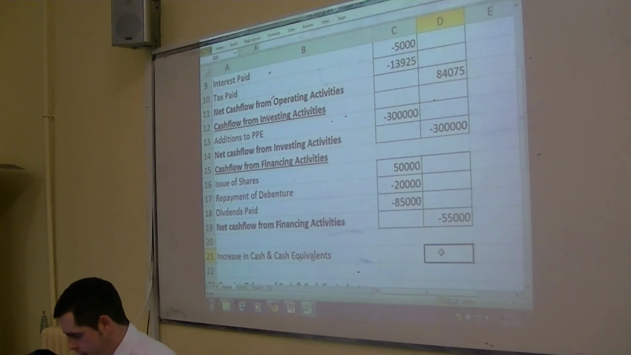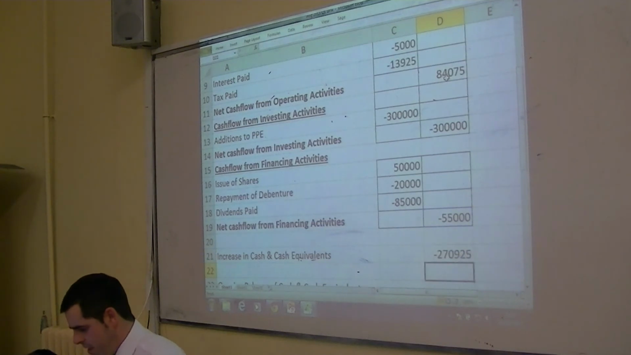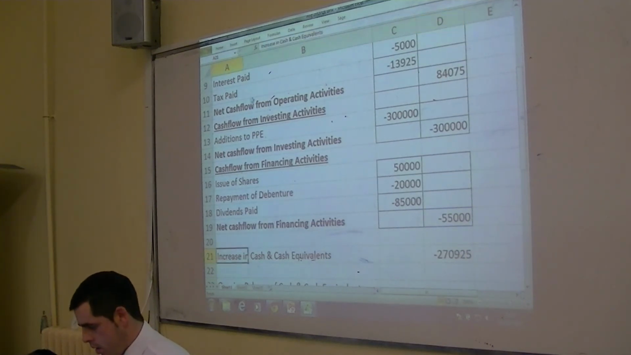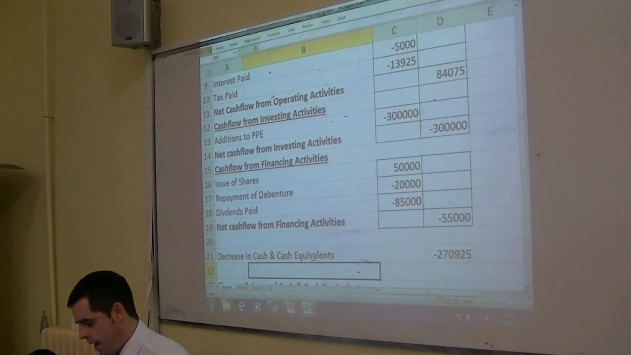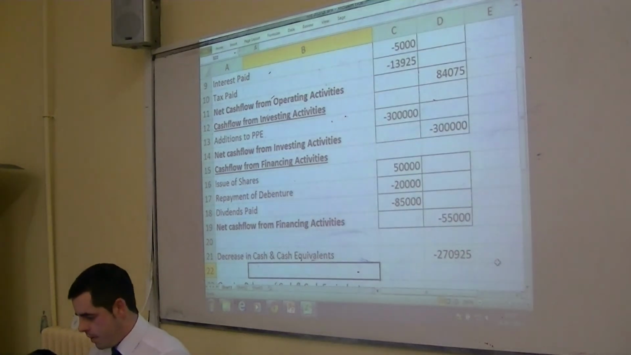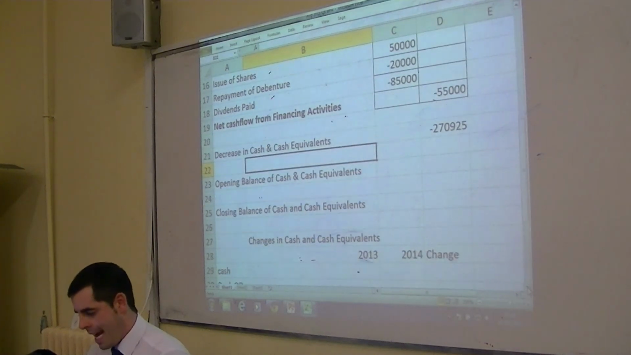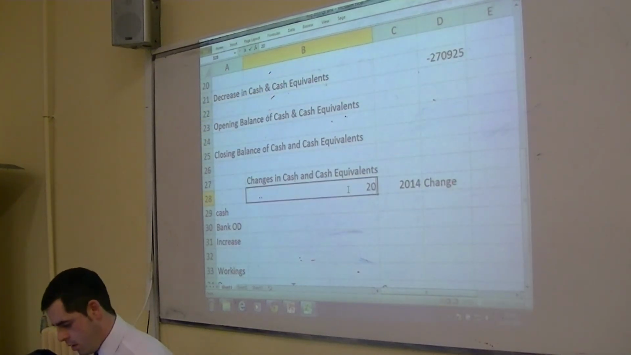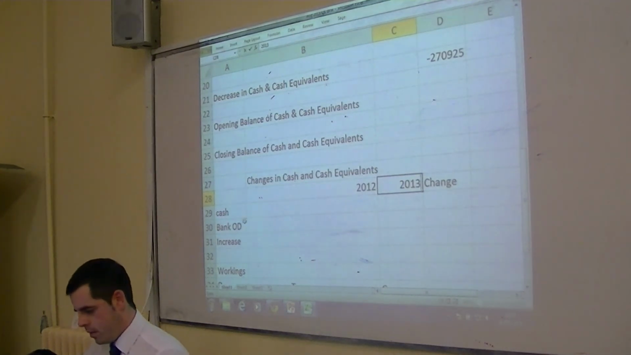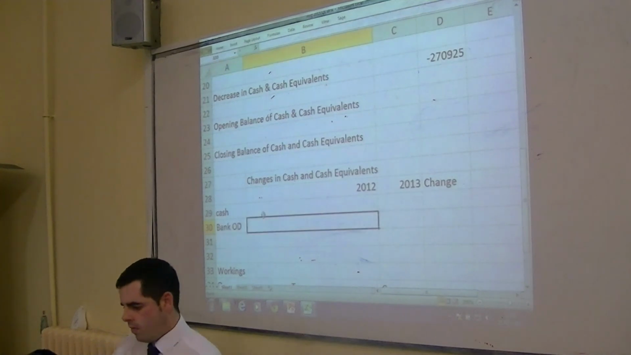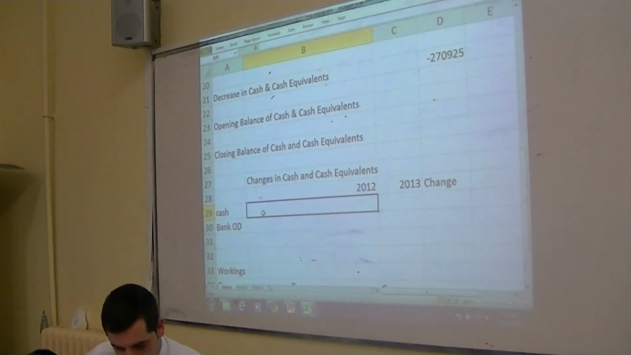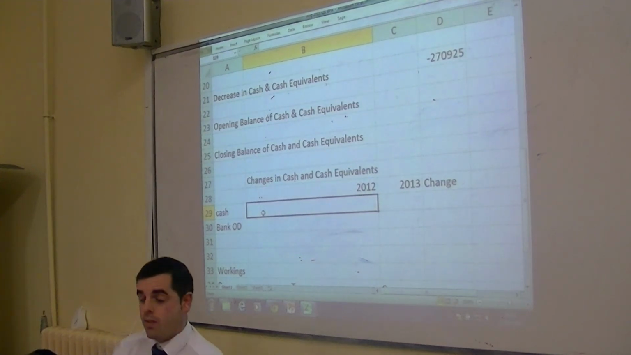So again, we'll see if we increase or decrease. This time it's a decrease of 270,925. That's due to the decrease in cash equivalents of 270,925. Now, as we were saying the last time, what we'll do next is the changes in cash and cash equivalents. So the statement of cash and cash equivalents. That's what we mean.